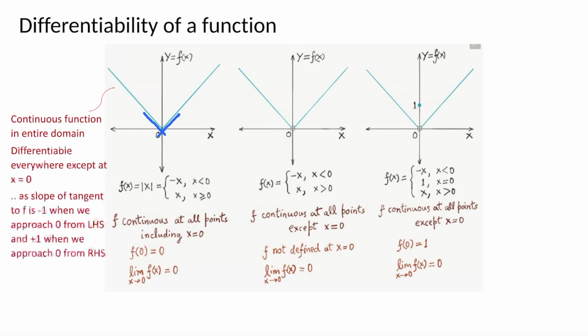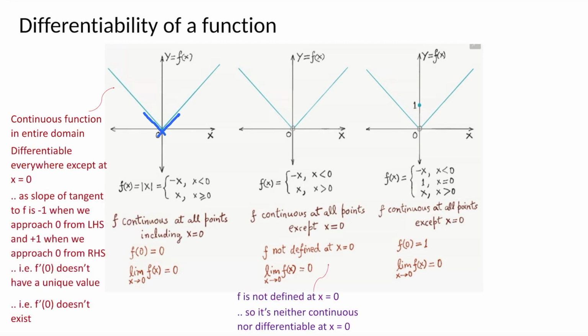And how about the other two functions? Well, they are not even continuous at x equal to 0, so there is no question of them being differentiable. So these other two functions are also not differentiable at x equal to 0, and they are differentiable at other points, just like the first one.